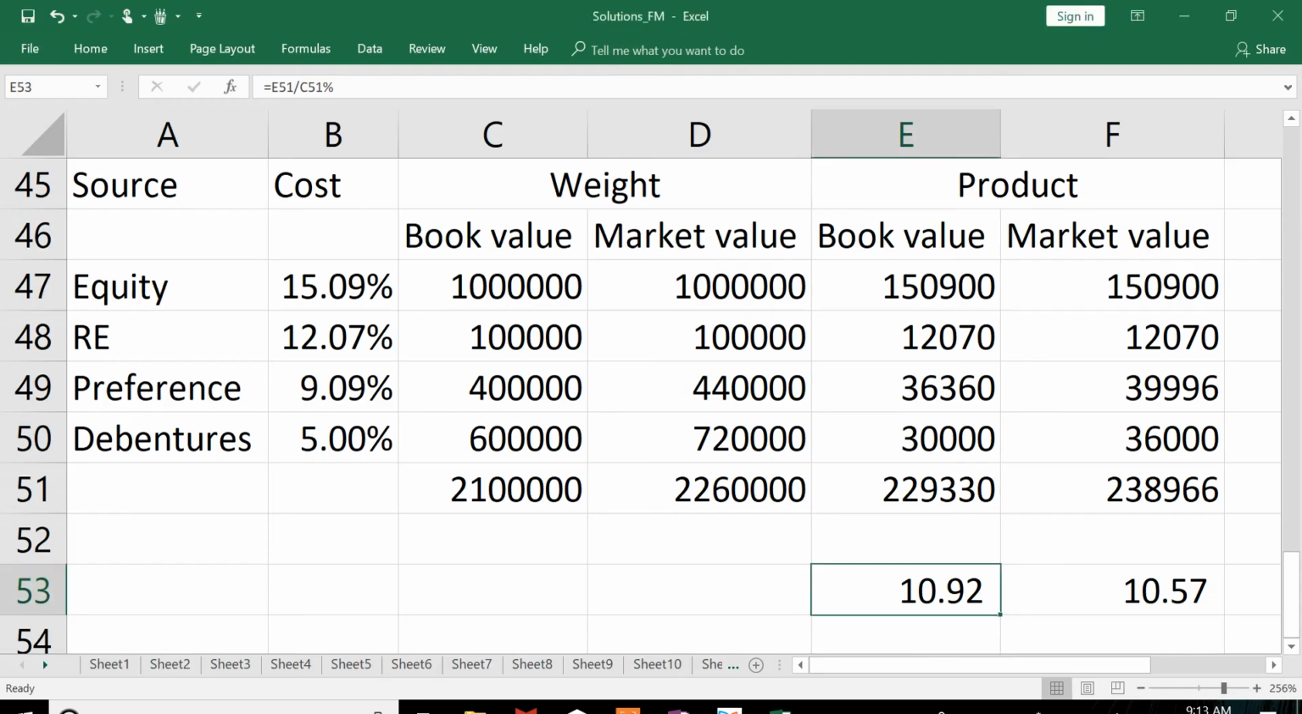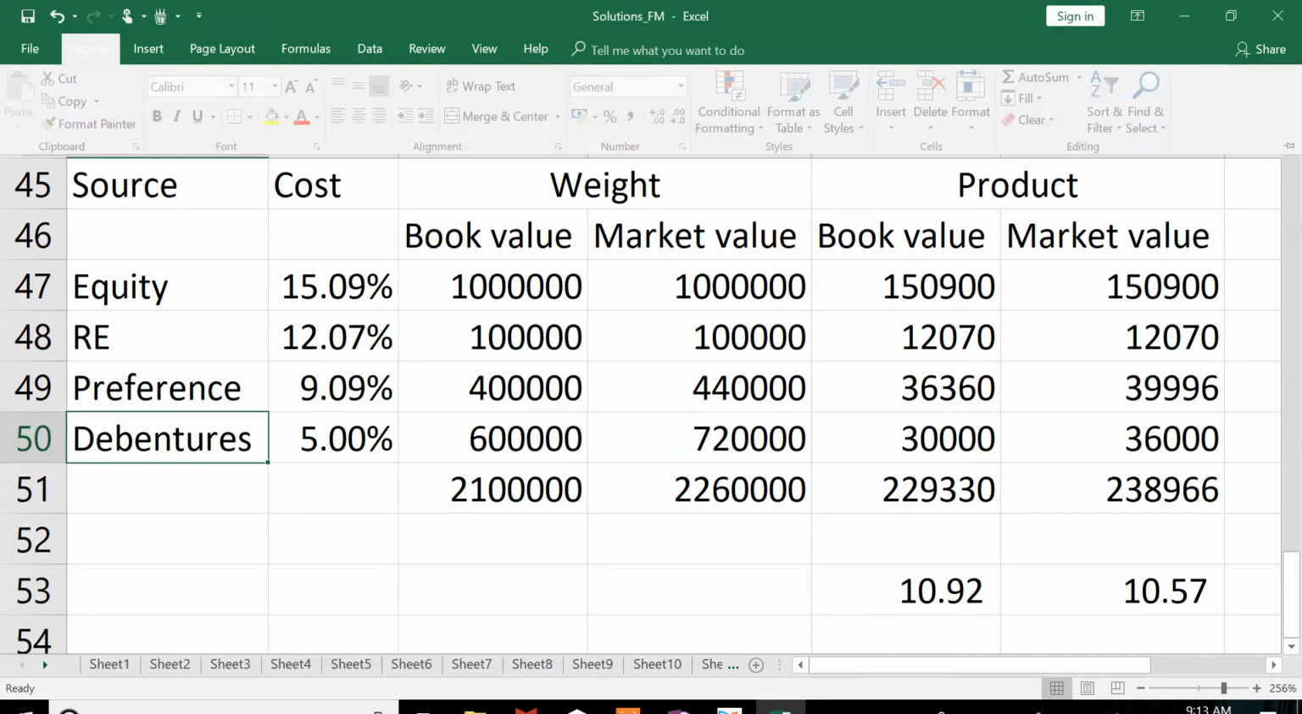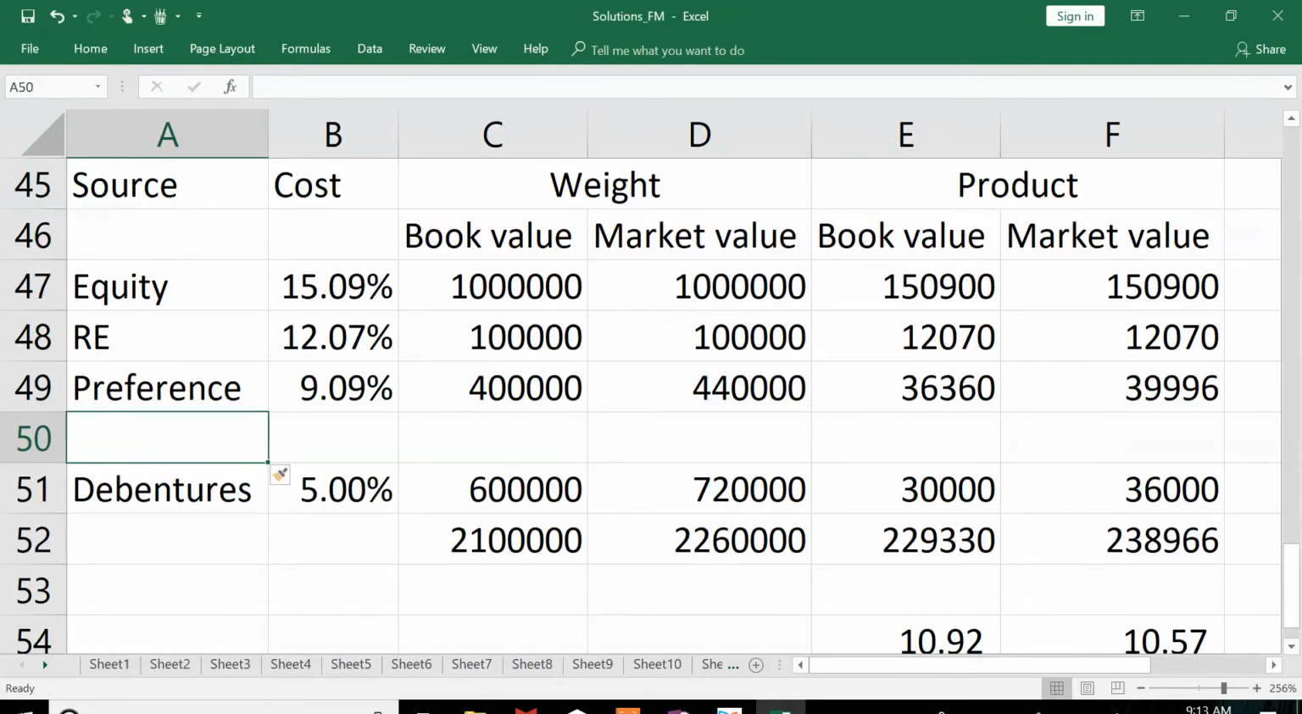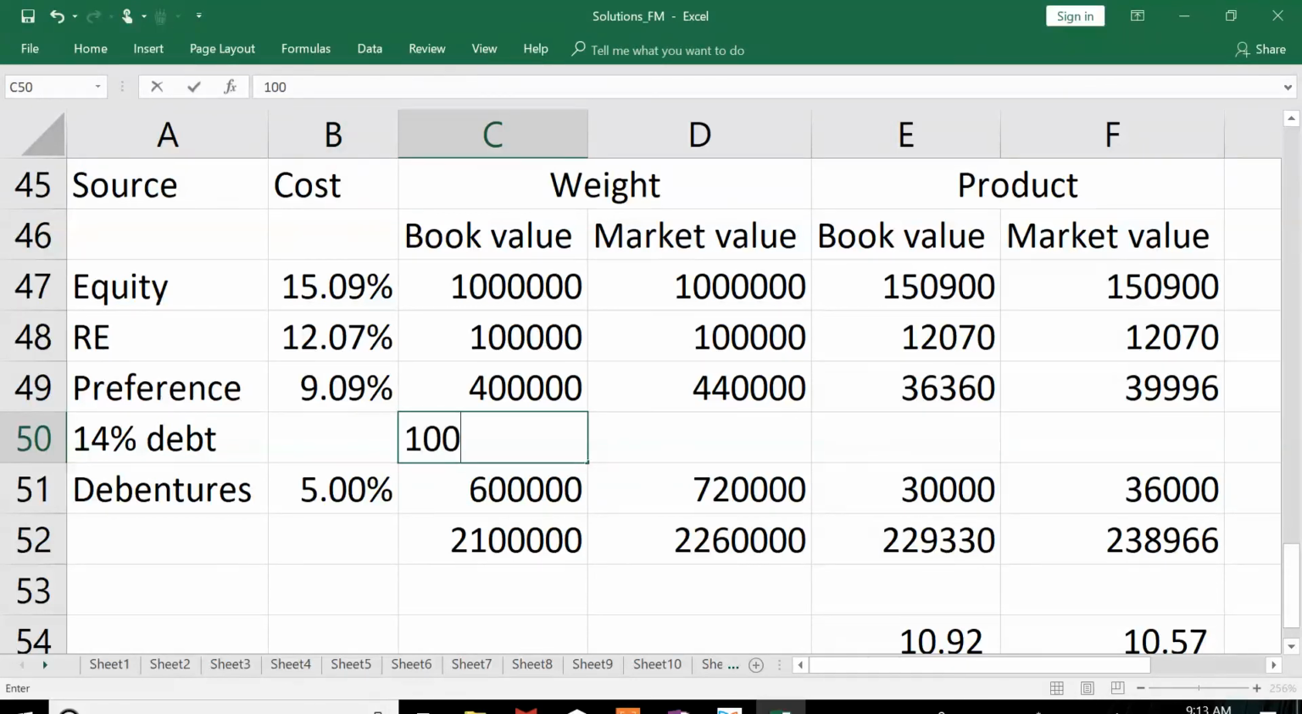Now, listen for some time. We have these 4 forms of capital, and in between, the 5th form of capital will come, called 14% debt. If the problem does not give any information on how they are going to fund it, then issue price, book value as well as market value will be the same. How much money do they want to raise? 10 lakhs. Listen for some time, I'll tell you when to note it down.